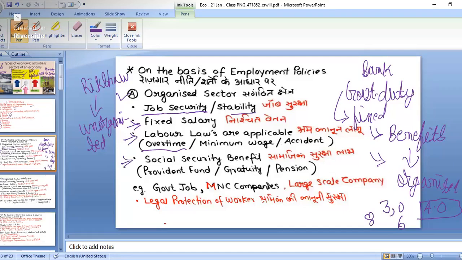Then they will have some social security benefits like provident fund and pension. If you retire, you will be eligible for pensions and all those things. So what comes in this? Examples are government jobs, MNC companies, large scale companies, and there is legal protection of workers. So these are the characteristics of the organized sector.